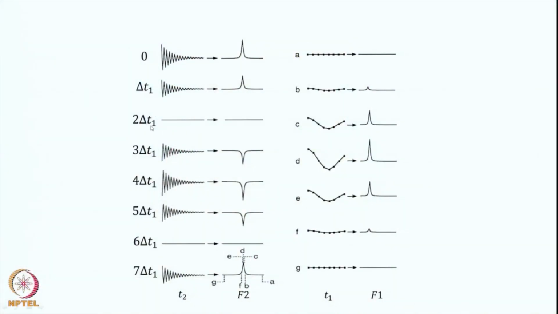So, we do various experiments with increments along the T1 axis: 0, delta T1, 2 delta T1, 3 delta T1, and at each of these delta T1 values you collect an FID, and the FID has different behaviors because of the evolution during the delta T1, and something may happen during the mixing also which can also affect this FID. So, you generate a whole series of FIDs here, and if you Fourier transform this along the T2 dimension, you generate a frequency domain spectrum, and you can see the frequency domain spectrum has modulations here because the FID was modulated by the evolution period.